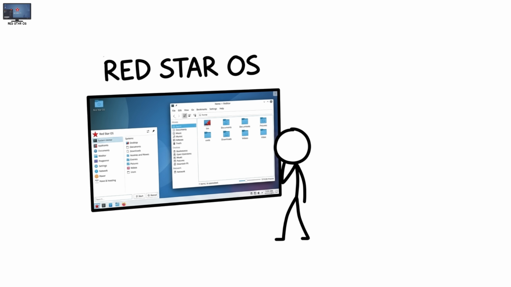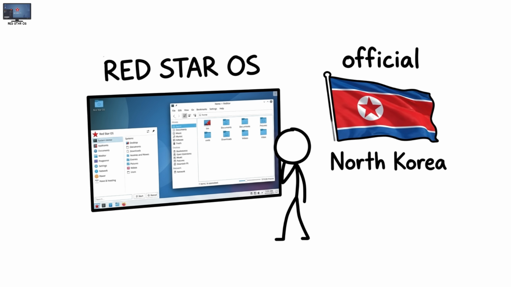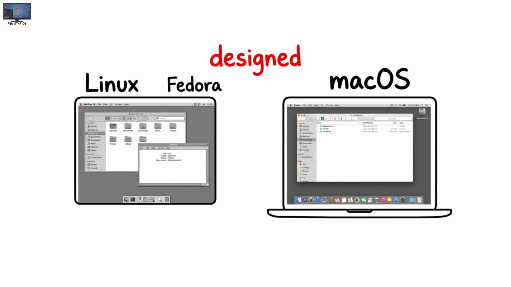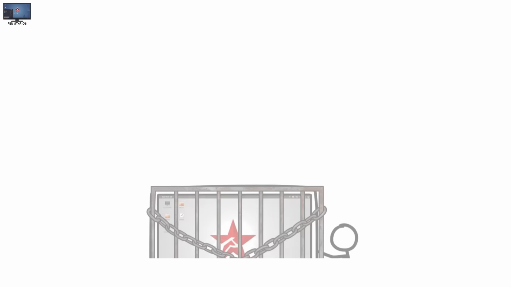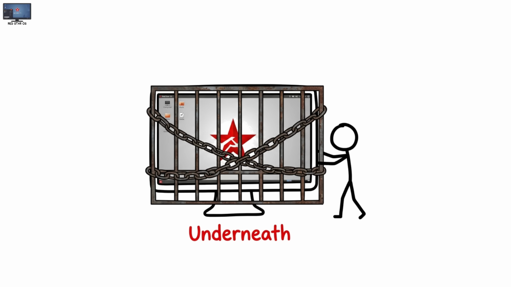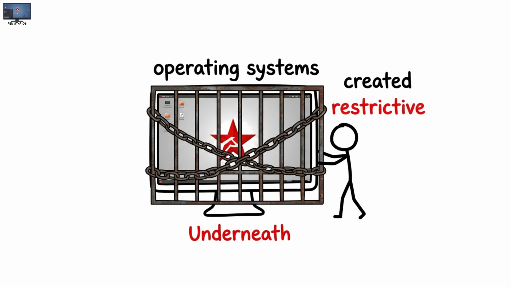Red Star OS. Red Star OS is the official operating system of North Korea. Based on Linux, specifically Fedora, it is designed to look and feel like macOS. The desktop has a dock at the bottom, and the design clearly copies Apple's style. Underneath, it is one of the most restrictive operating systems ever created.